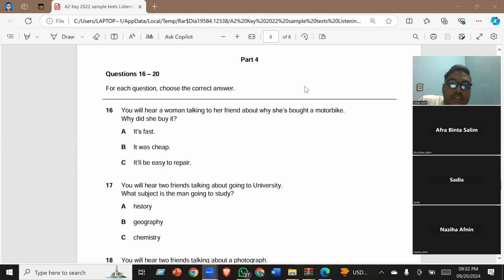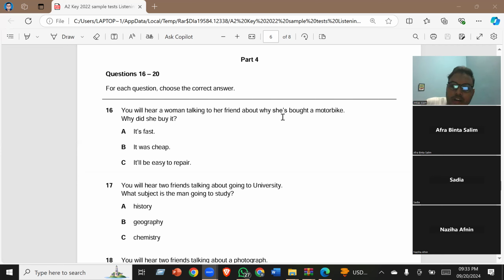Okay. Now, part 4 is, for each question, choose the correct answer. Can you say what the trick was? These are the same tricks. You will hear the question. Find out the main word. Yes, so this is also again the same. You will hear the question, you will hear the options, and you have to identify the keyword.